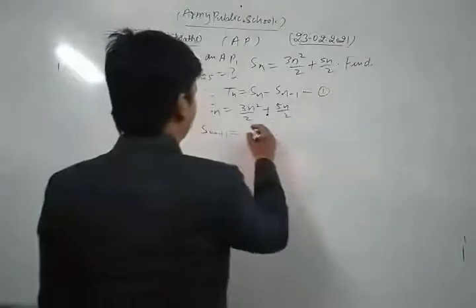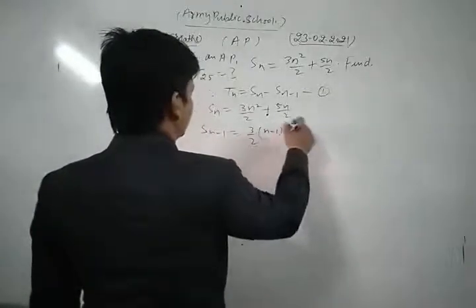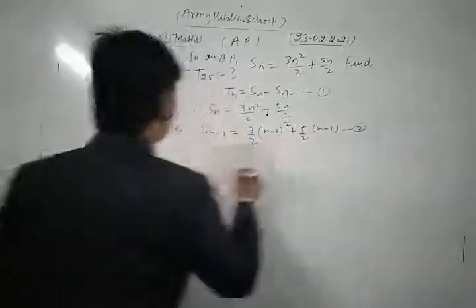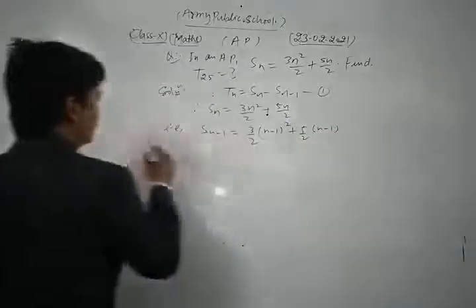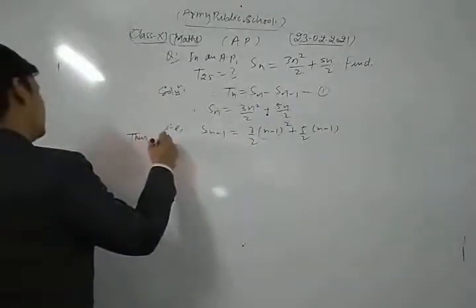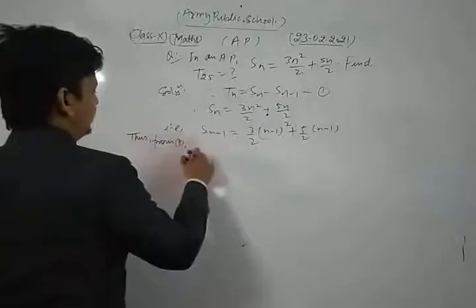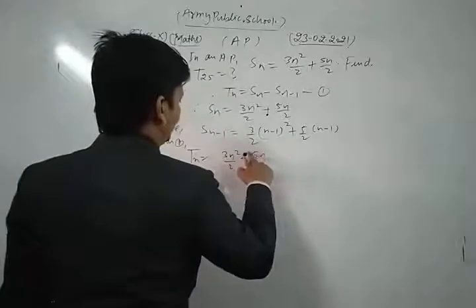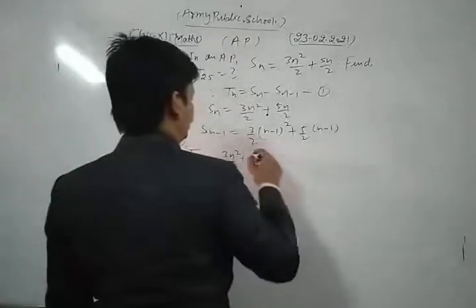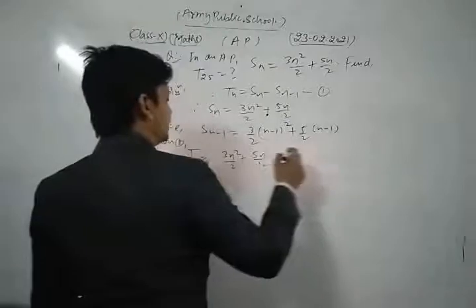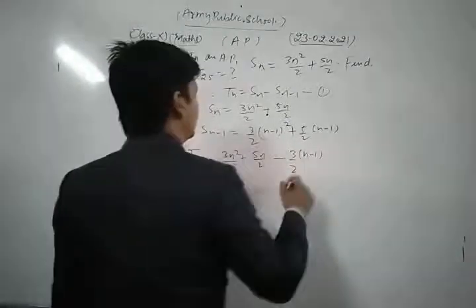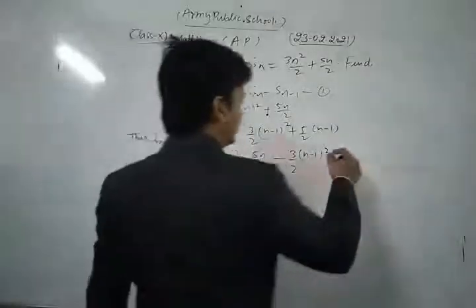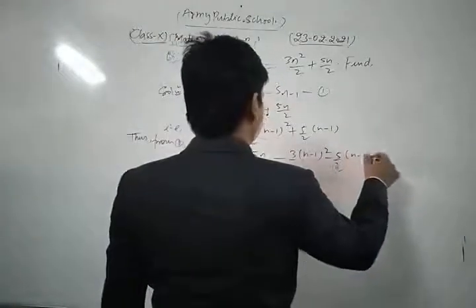So Sn minus 1 we put as 3 by 2 into (n minus 1) whole square, plus 5 by 2 into (n minus 1), take equation 2. Now thus from 1, the nth term is given, Sn is 3n square upon 2 plus 5n upon 2, and minus Sn minus 1, that is minus 3 by 2 (n minus 1) whole square, and minus 5 by 2 into (n minus 1).